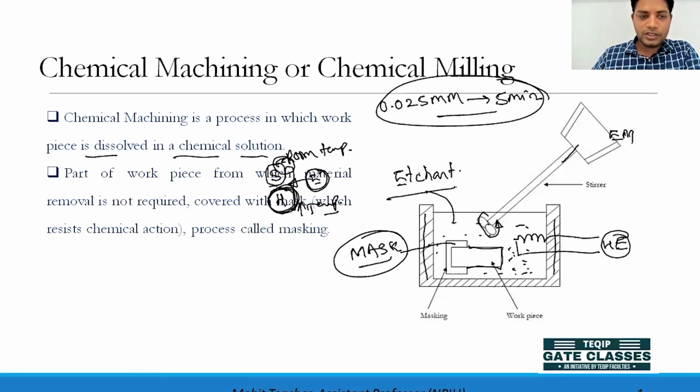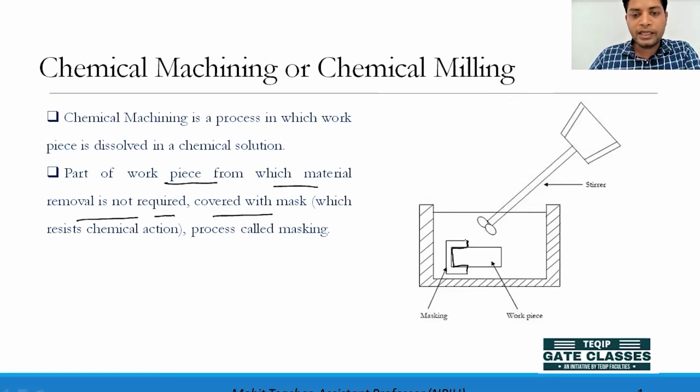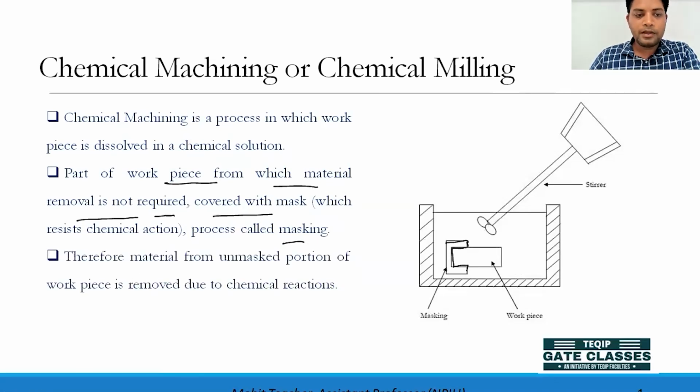Okay, now the second is masking. The part of the workpiece from which material is not required to be removed is covered with a mask. If we do not want to remove material from a portion of the workpiece, then we apply a mask over it, and the process we call masking. Therefore, material from the unmasked portion of the workpiece is removed due to the chemical reaction.